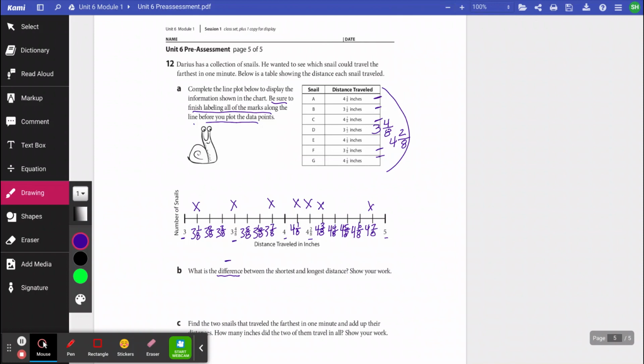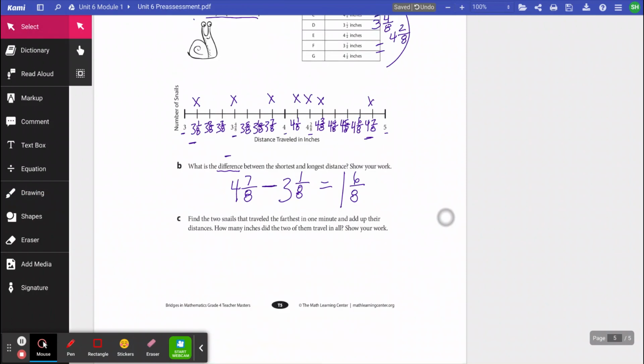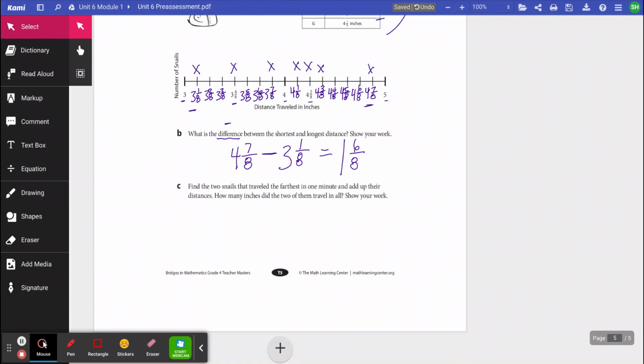So the longest is right here, 4 and 7/8. I'm going to write that down, 4 and 7/8. And then I'm going to subtract the shortest, which is 3 and 1/8. So when I do that, I can just do the whole numbers. 4 minus 3 is 1. And then the fraction 7/8 minus 1/8 is 6/8. And that's good. And then I go on to the next one.